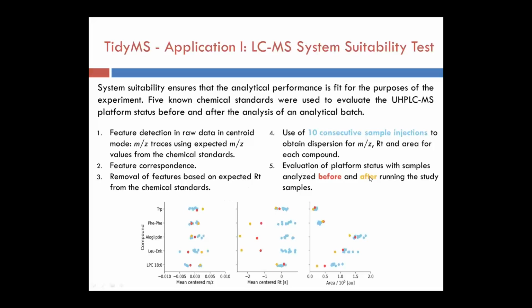And then we are able to evaluate the platform status with the samples that were analyzed before in red and after in yellow, running the study samples. And here we see the plots that can be built with TidyMS, and the user then can define which are the accepted amounts or ranges for dispersion of all these parameters. This same procedure was conducted for the pooled quality control samples that were spiked with these chemical standards and also contained the internal standard, and we were also able to check dispersion with this type of plots, interactive tools.